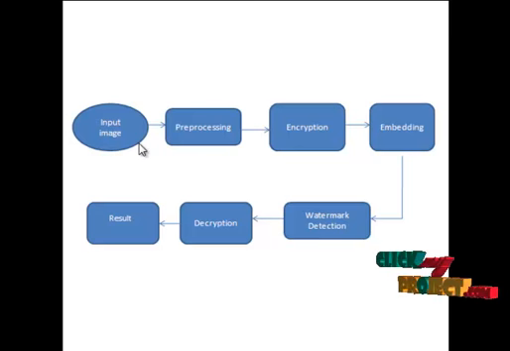This is the flow of the process. Here we have to give the input image. The input image will pass to the pre-processing step. Here we are removing the noise by the use of a Gaussian filter. The noise will be removed based on the weighted mean of the neighboring pixels. After removing the noise, it will be given to the encryption.